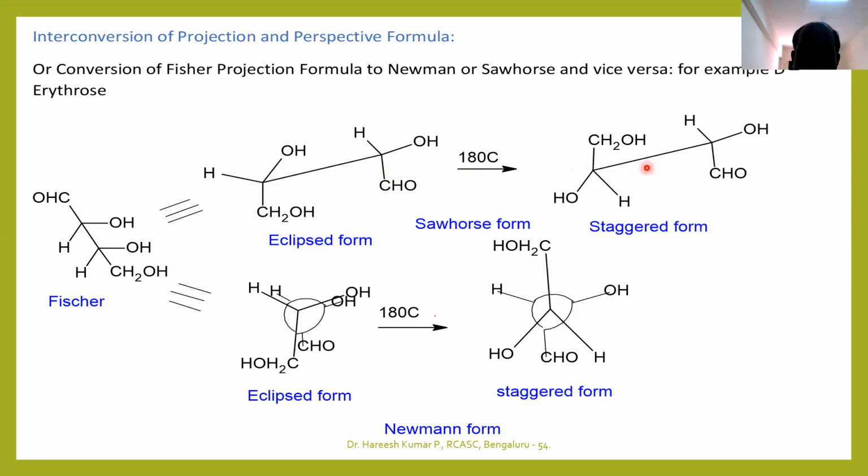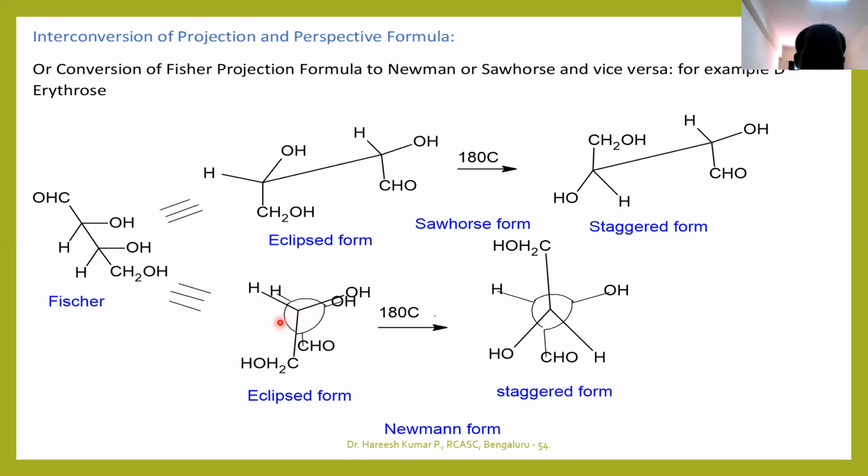Of course this is a chiral carbon atom, and this is also a chiral carbon atom. So these two, the staggered form and the eclipsed form, are nothing but enantiomers only. Then, how can you convert a Fisher projection formula into a Newman projection formula?